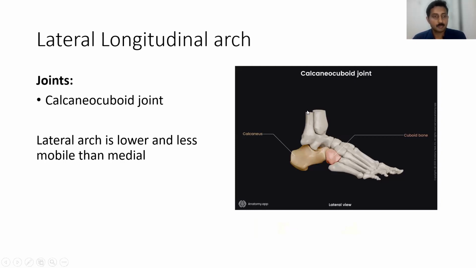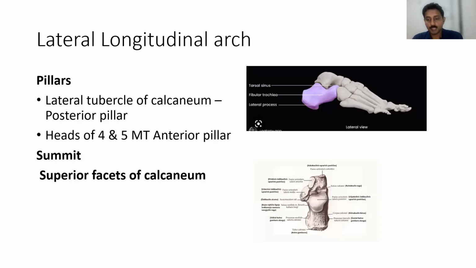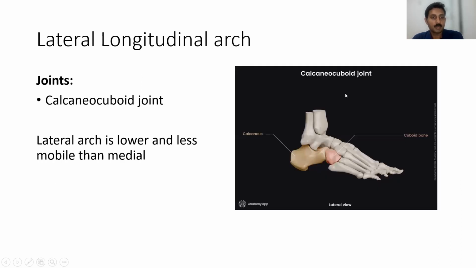There is a mismatch here. What is the joint that is formed here? Calcaneocuboid joint. It is not the superior facet of calcaneum. Actually, the summit is formed by the superior facet of calcaneum, but keystone is the cuboid bone. What is the joint that is formed here? We have the calcaneocuboid joint. Between the calcaneum and cuboid, you can see a joint here. This is called the calcaneocuboid joint.